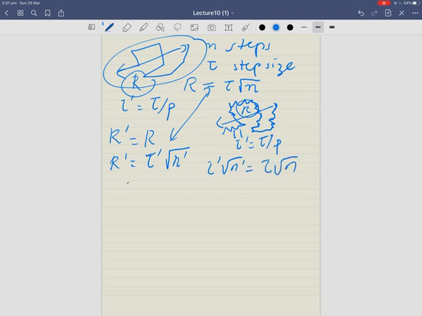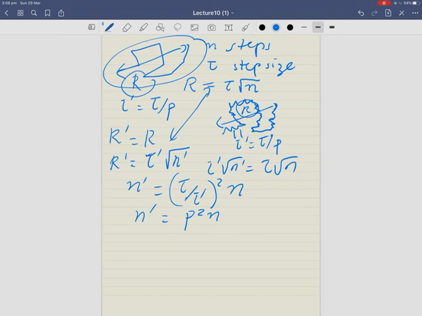And that tells us that n prime, the number of steps in my new random walk, is equal to tau on tau prime, squared, times n. And tau on tau prime squared is equal to p squared. So that's the number of steps we have: p squared times n.